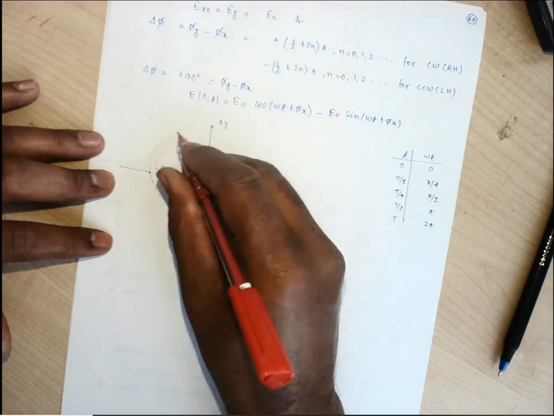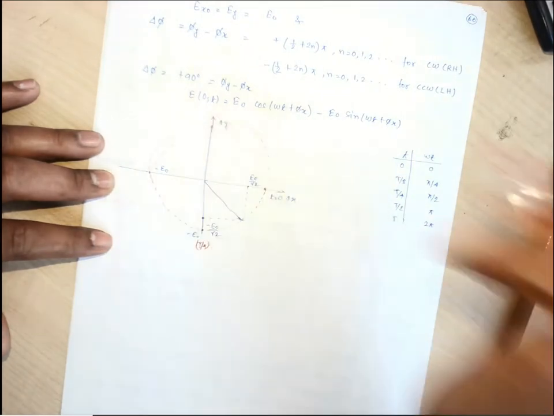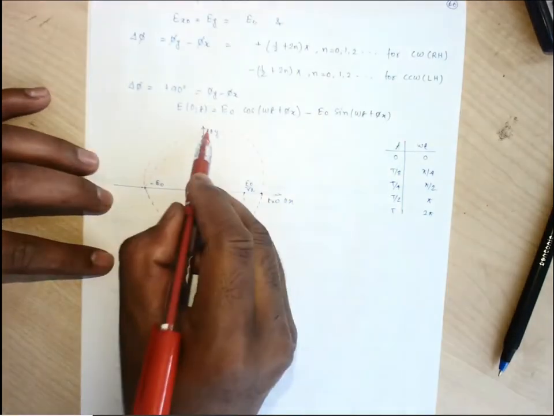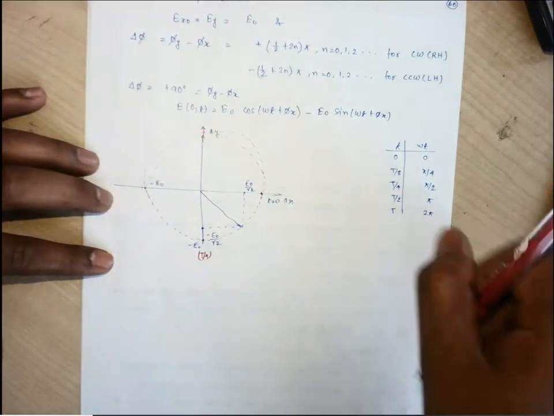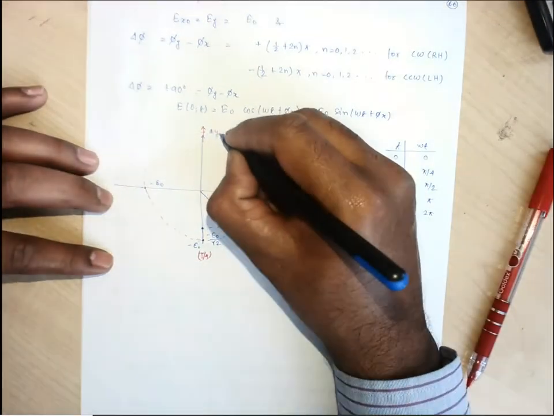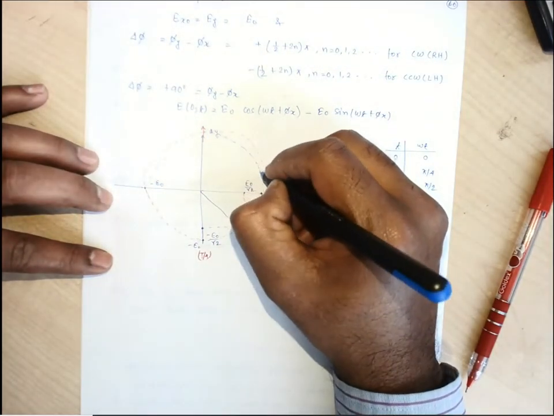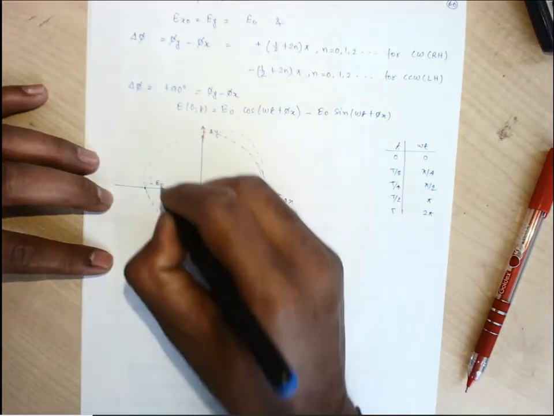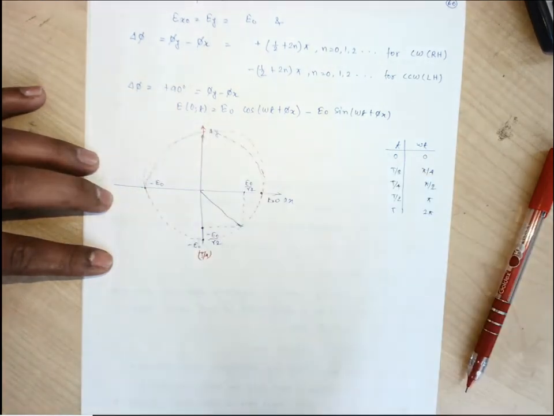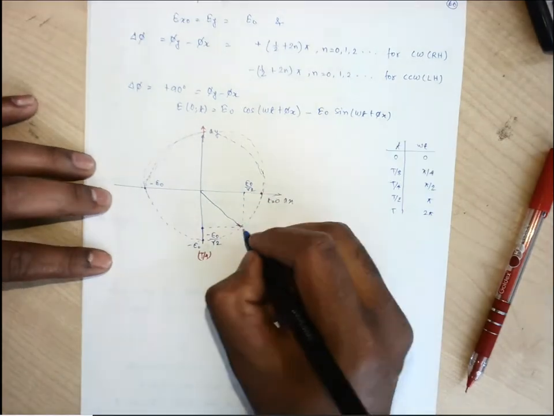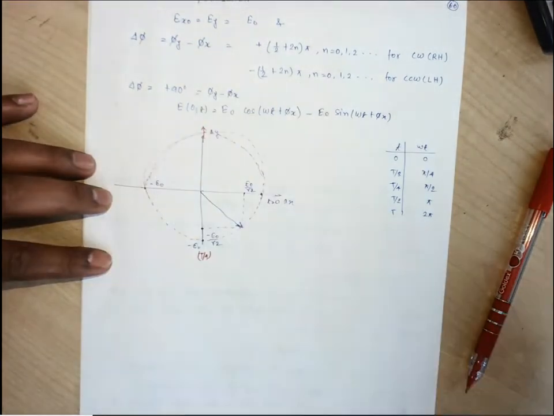It should be a circle like this. Sorry. So it traces a circle, this field vector. It will trace a circle. So this is the field vector which will trace along a circle.